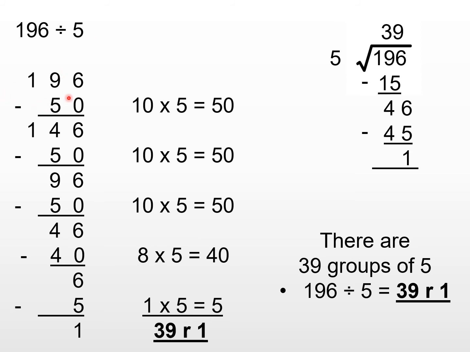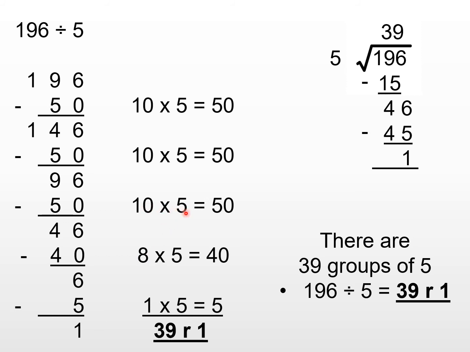Let's subtract it. 6 minus 0 is 6, 9 minus 5 is 4, and 1 is carried down. Then again, we can subtract it again with 50, 96. Then with 50, 46. Now I cannot subtract 50 from 46 because 46 is a much smaller number. So let's choose which number I would go for. 5 tens are 50, right? So what would I do? I would choose a smaller number.